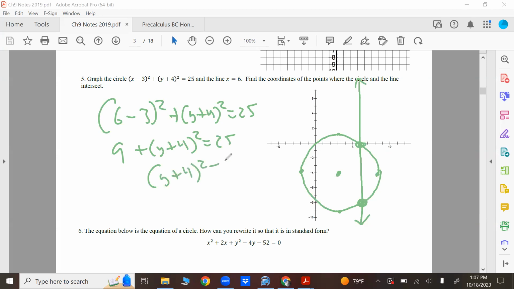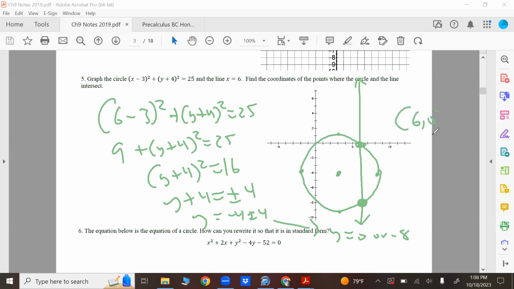y plus 4 equals plus or minus, guys, plus or minus 3. So y equals -4 plus or minus 4. Yeah, does make sense. y equals 0 or -8. So points where that happens would be 6, 0 and 6, -8. Okay, questions?